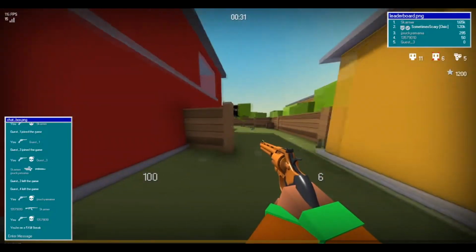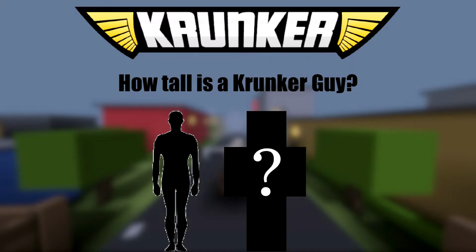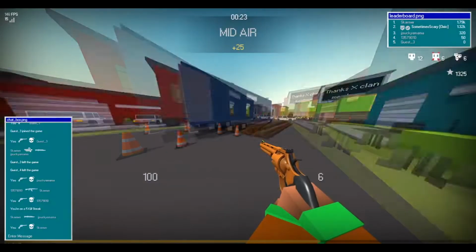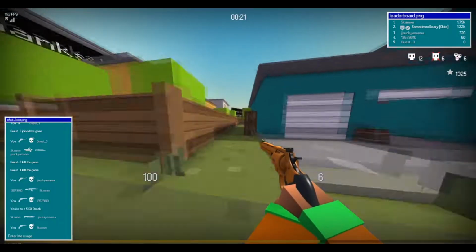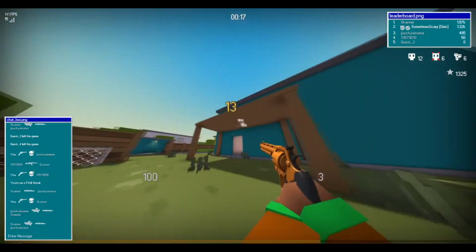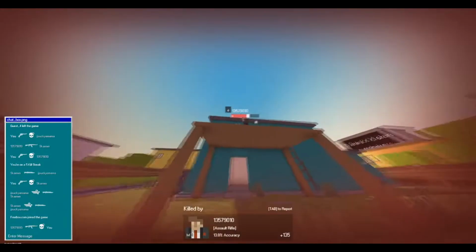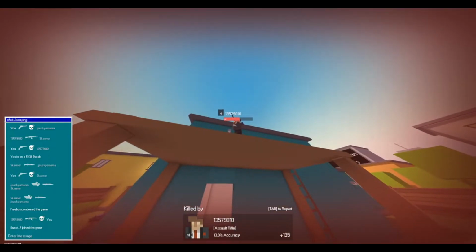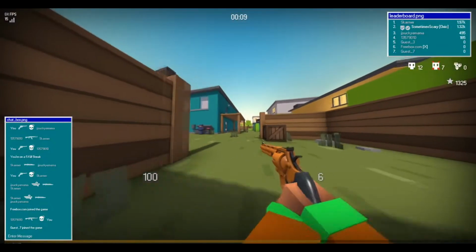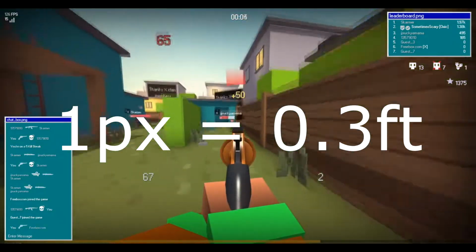You might be wondering how I got that number, and that's taken from my second episode of Krunker Science Season 1, where I used the original patent files of weapons in the game compared to their real-life counterparts, and then used sizes on those patents to compare against pixels in Krunker and determine how tall 1 pixel is, basically. I came to the conclusion, rather accurately, that 1 pixel is 0.3 feet.